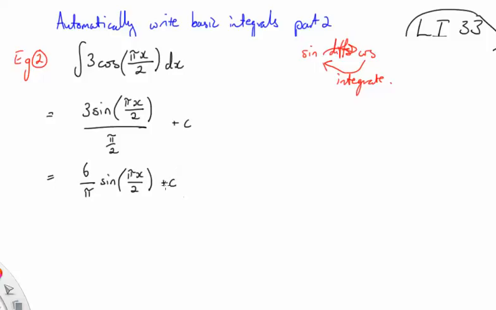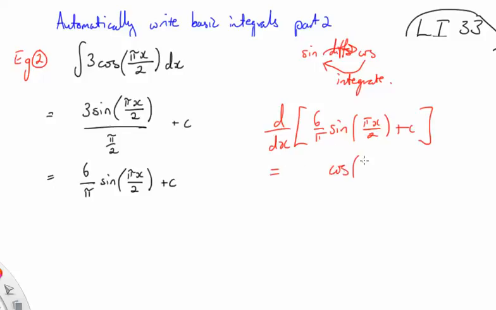And you're probably thinking, well, okay, great, but how do I know that's the answer? Go backwards. Take the derivative of this. Let's check it. Let's take the derivative of 6 on pi sine pi x on 2 plus c. Well, sine diffs to cos, and the coefficient gets multiplied by what's out the front. Those cancel. 6 divided by 2 is 3. There you are. That's one way to check it.